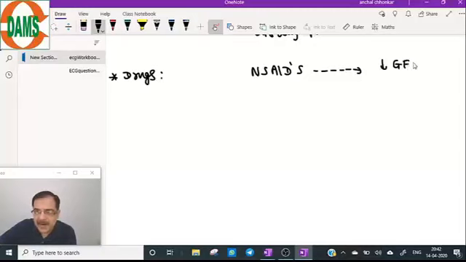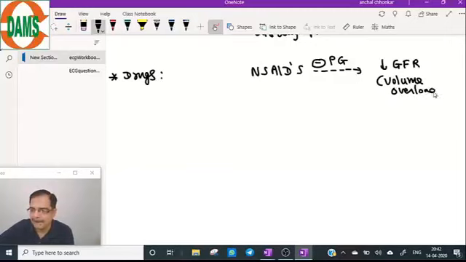decreased GFR by inhibiting prostaglandins. You must know this physiology. Prostaglandins dilate the afferent arteriole and increase the GFR. So if you inhibit the prostaglandins, GFR will reduce. Volume overload will occur. Volume overload can occur. Now, the next drug with which a patient can have hypertension is corticosteroids.